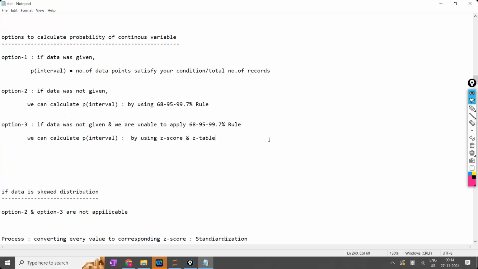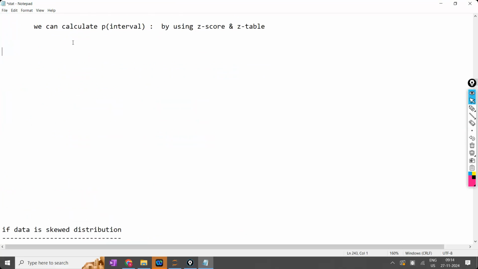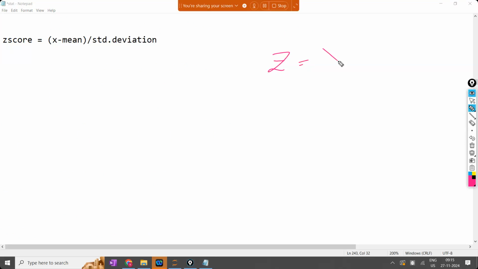Now, let's take some examples and let us try today with what are the various options to calculate. Now, what is Z-score first? First we'll start with the Z-score. What is meant by Z-score? Z-score means X minus mu divided by sigma. Okay. X minus its mean value divided by standard deviation is called Z-score. That is nothing but Z is equal to X minus mu divided by sigma. This is called Z-score.